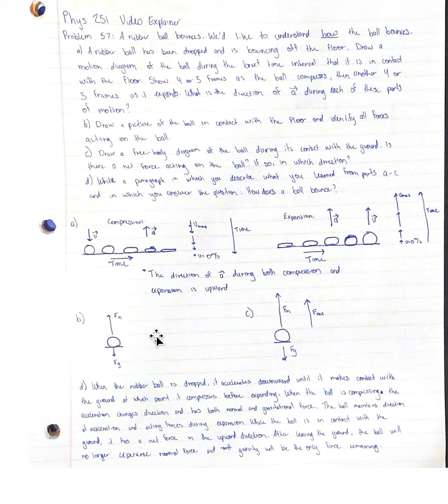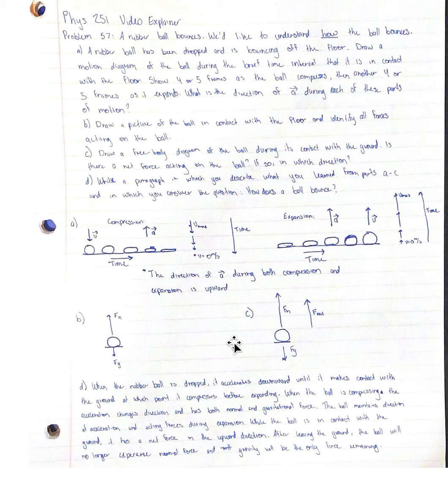In Part B, we are drawing a picture of the ball on the floor and identifying the forces. And so while the ball is in contact with the floor, there are only 2 forces acting on it. The first force is gravity. Seeing as the ball has weight, it will always be affected by gravity. And then because the ball is in contact with the ground, it also experiences normal force. And so this is our diagram for Part B with our gravitational and normal forces labeled and identified.